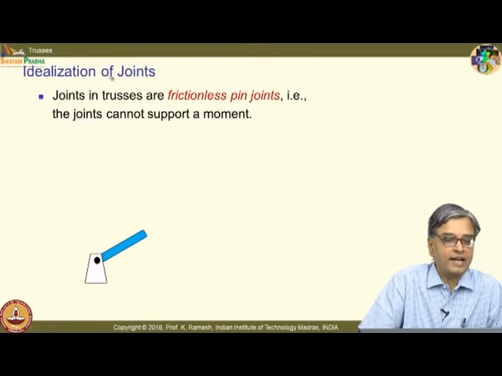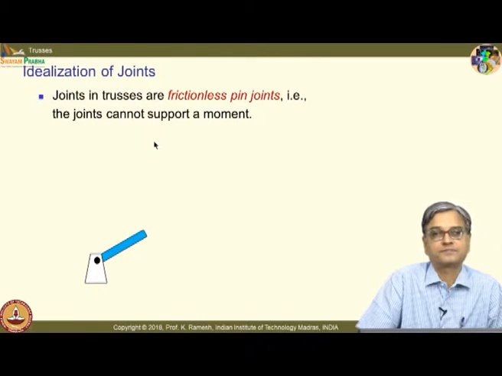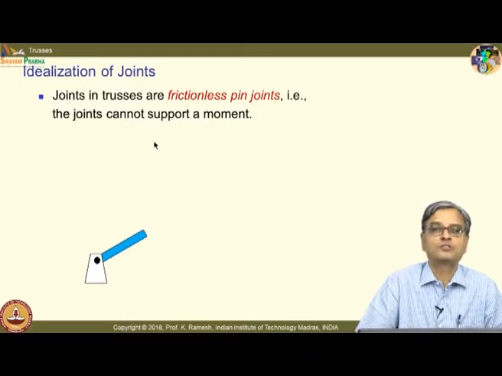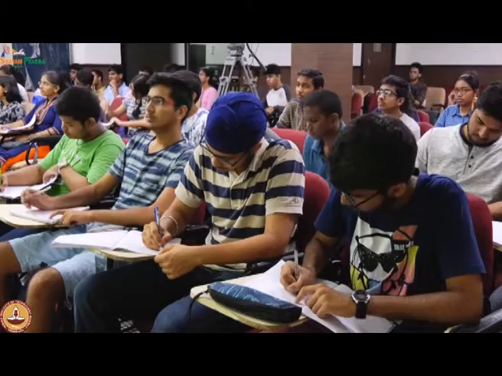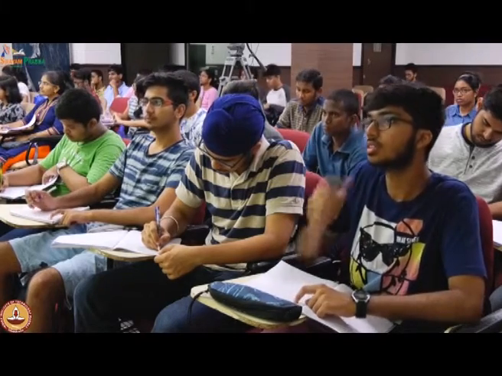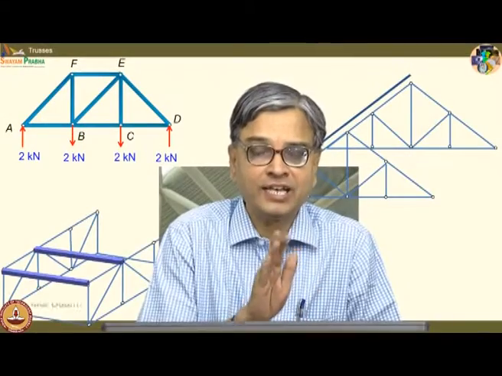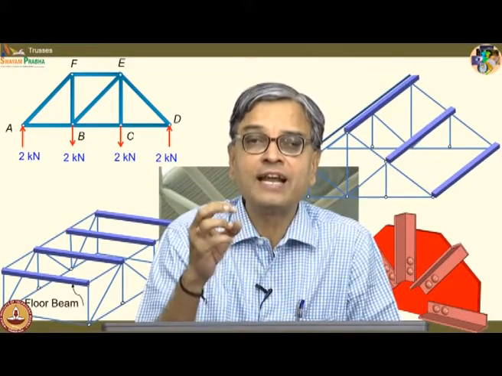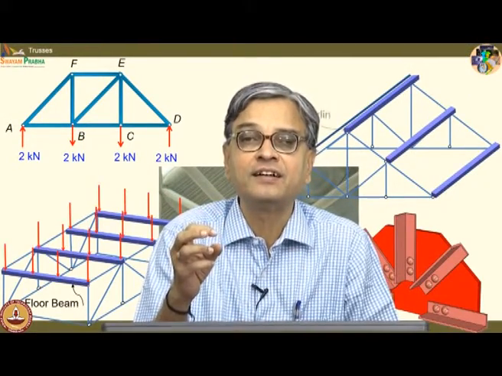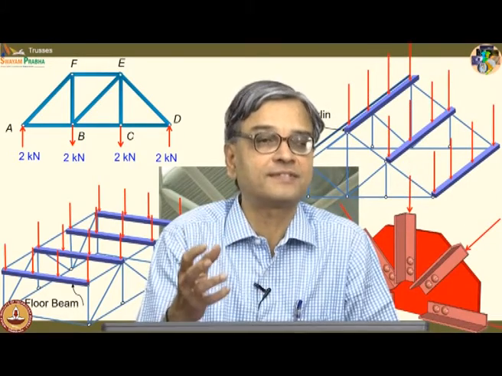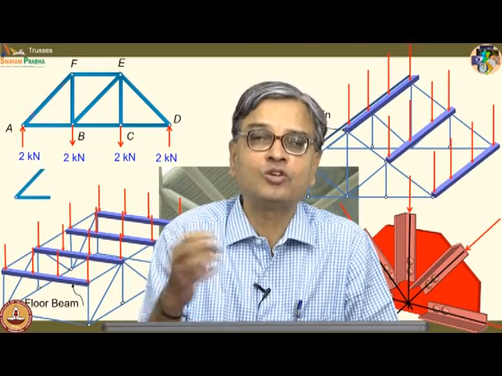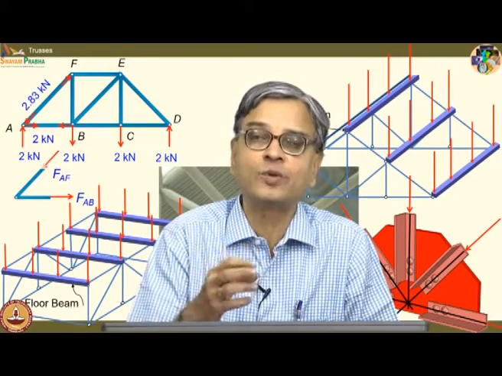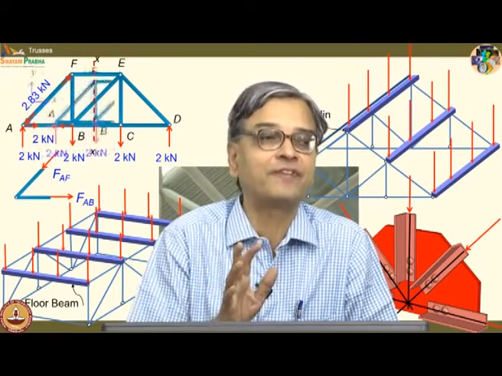And how do you idealize a joint in a truss? See, I have been telling you in this course, we have physical systems, we idealize them in a particular way for us to solve. The challenge lies in how you idealize it correctly when you are faced with a physical system. For a given application, depending on the loads and various other considerations, your idealization may be justified.